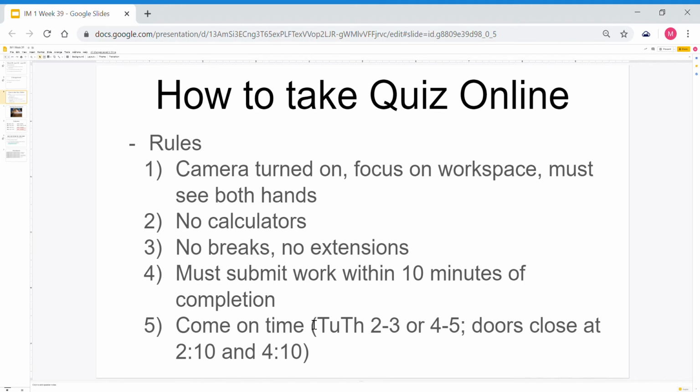So the tests can be taken on Tuesday, Thursday from 2 to 3 or 4 to 5. So there's 4 opportunities. 2 to 3 on Tuesday, 4 to 5 on Tuesday, 2 to 3 on Thursday, 4 to 5 on Thursday. The doors are closed at 2:10 and 4:10. So if you come past 2:10 or 4:10, you won't be allowed to take the test on that day and you'll need to take it on a separate day.